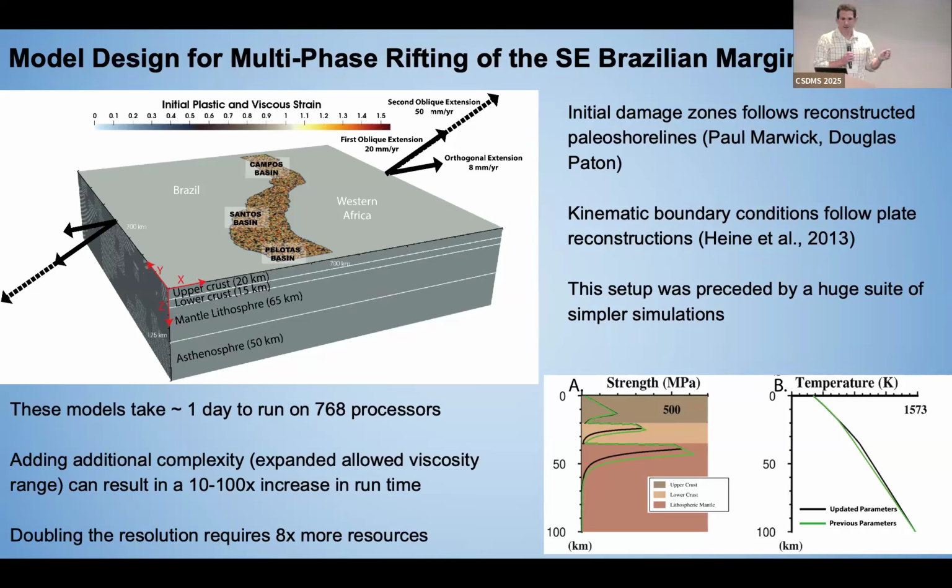If we slightly increase the physical complexity of these simulations, this can result in a 10 to 100 times increase in the total runtime. So you can go from running on around 1,000 processors in 1 day to sometimes 1,000 processors for 100 days, which is completely out of hand. So there are some compromises you end up making when you design these simulations. You have to tune your physical complexity to within reason so things don't take years on end to run.